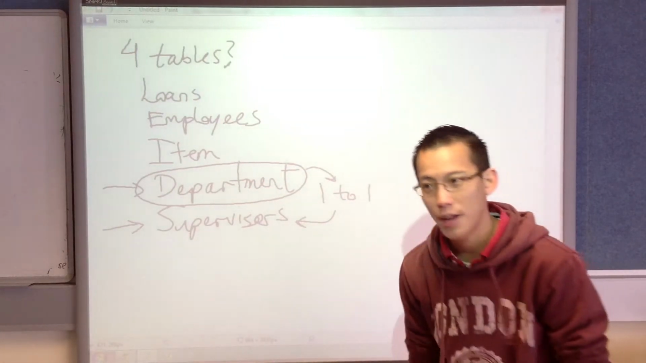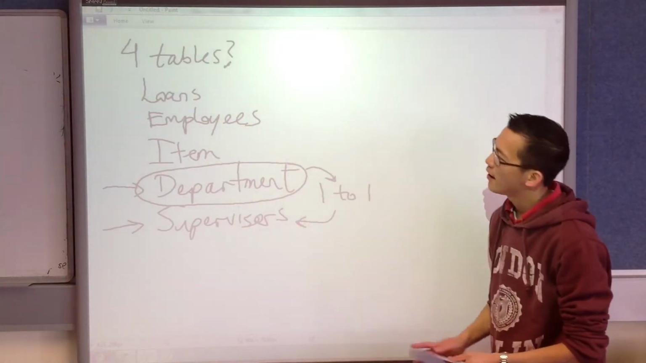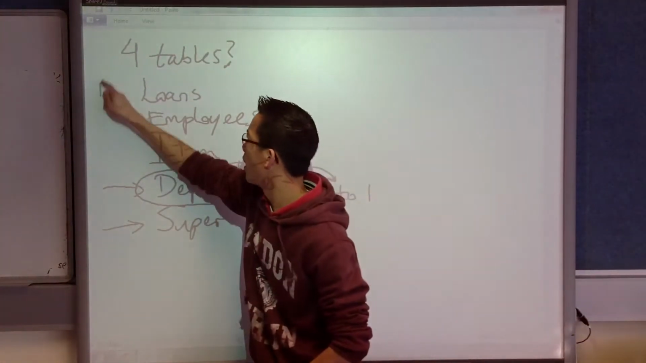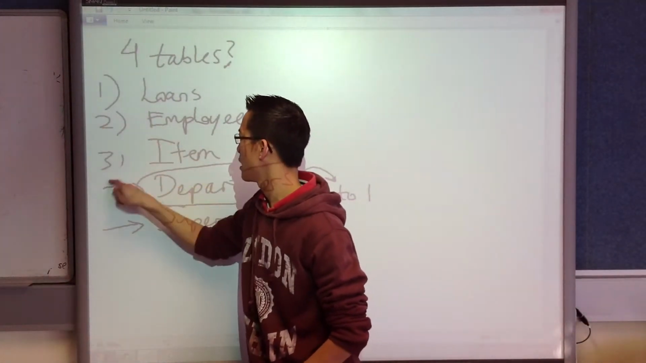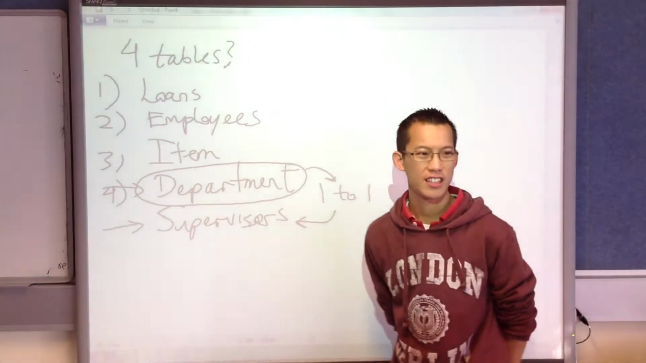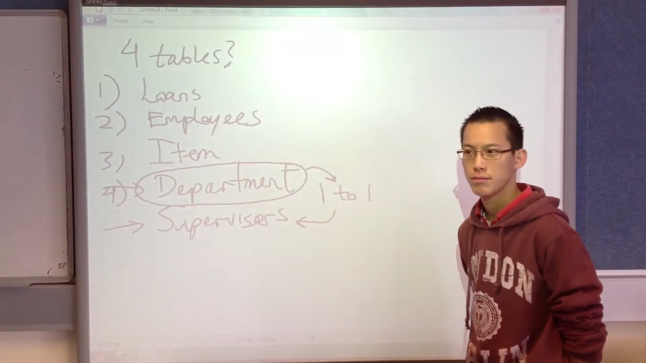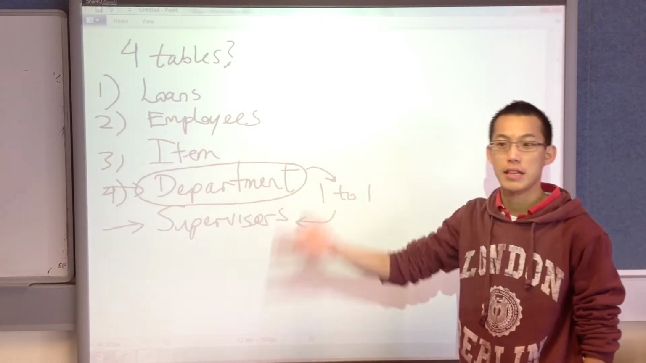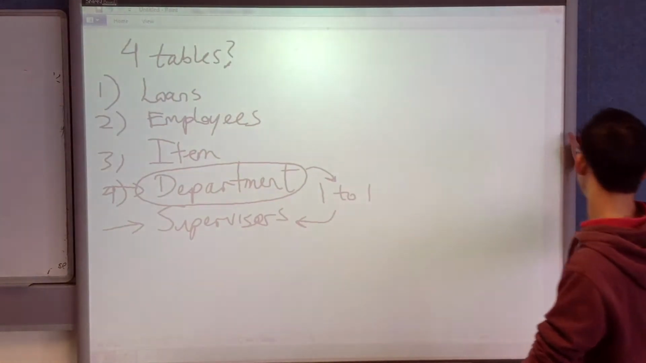So, how do we build this thing? Which of these do you think is the simplest table out of 1, 2, 3, 4? Which do you think is the simplest, least data? 3. I think 3. I agree. Because you think about what kinds of things do we know about the item, right?